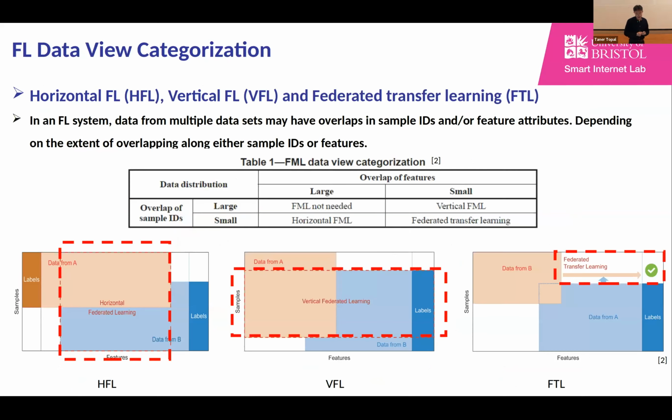There are three categories of federated learning, and I guess all of you already know them: horizontal federated learning, vertical federated learning, and federated transfer learning, based on the overlap of the samples and feature space. Actually, if they have a large overlap on the feature space and a small overlap on the sample space, we can do horizontal federated learning based on the features. It's the same idea as vertical federated learning, and vice versa for federated transfer learning.